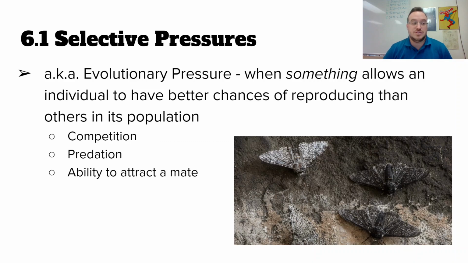All right. As you can see in the picture, sometimes the light morph does blend in better, sometimes the dark morph blends in better. This is a response to predation. All right, so the dark morphs are going to be able to avoid predation in the darker areas, whereas the light morphs are going to avoid predation in the lighter areas.